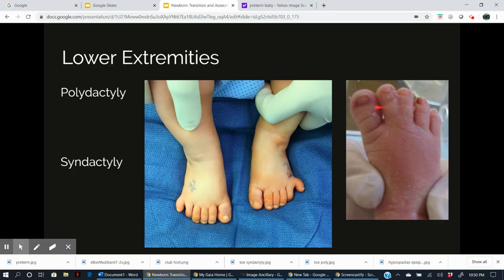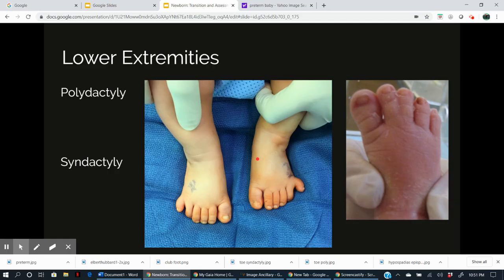And then here's syndactyly, and these toes are fused together. That can be more or less severe, where you have two toes fused together, or webbing. Sometimes it's just skin deep, where you have webbing between the toes. But you would note it, and you would refer that to a pediatrician.